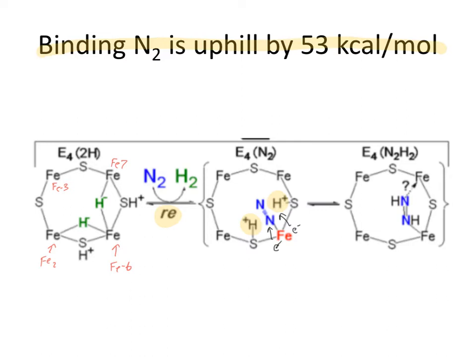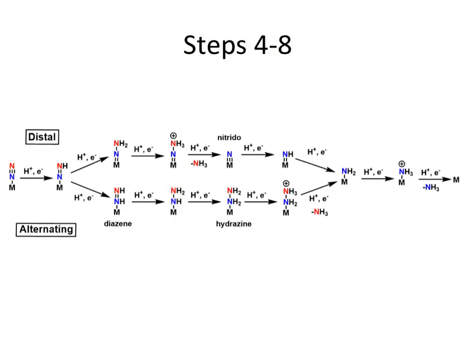It turns out that the diazine binding here is reversible. In the presence of dihydrogen, this can cause the release of dinitrogen. So you can add hydrogens to do an oxidative addition and regenerate that E4 state. All right, so now we've got the dinitrogen bound to the FeMo cofactor, and the mechanism of ammonia production was a subject of a lot of debate.